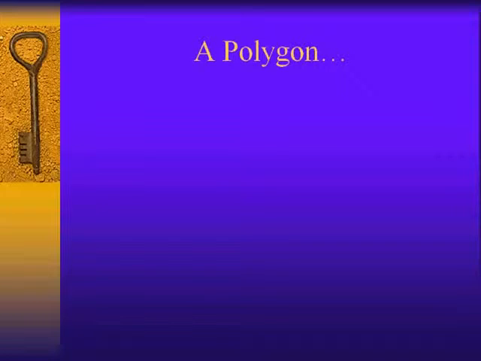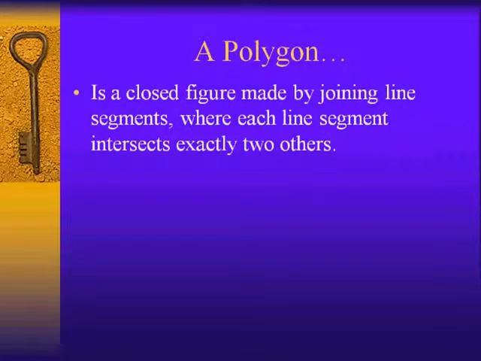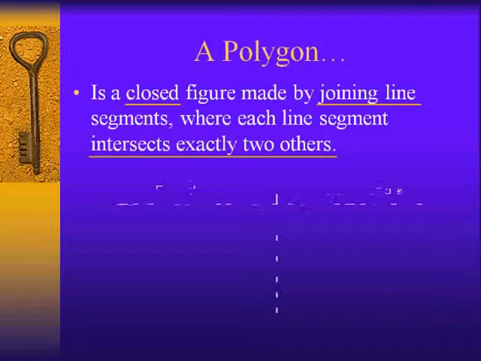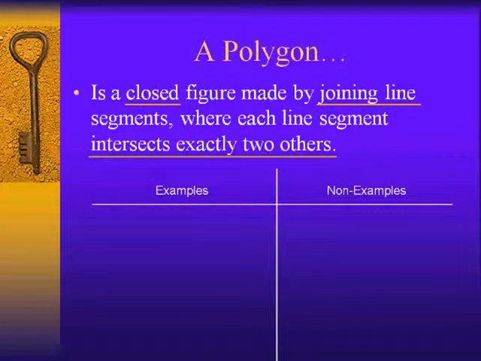By definition, a polygon is a closed figure made by joining line segments where each line segment intersects exactly two others. Now remember, it's closed. They're joined lines that intersect exactly two others. So keep that in mind as we are sorting several examples and non-examples.